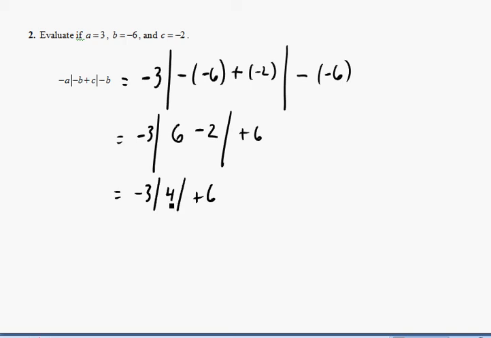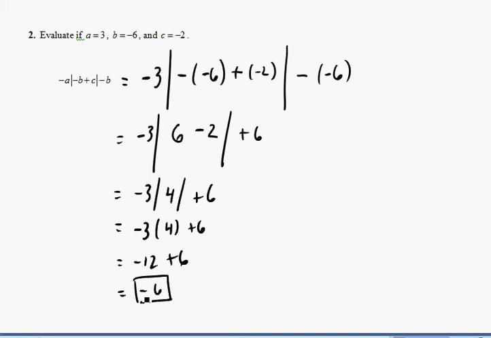The absolute value of 4 is 4. So we have negative 3 times 4. Negative 3 times 4 is negative 12. And negative 12 plus 6 is negative 6.